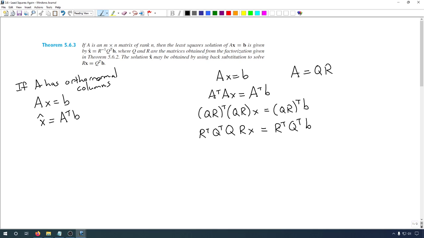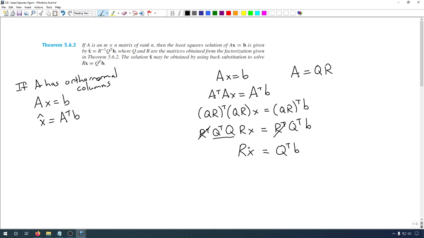And now we have two things that happen. First of all, because we're assuming here that A is m by n with rank n, R is an invertible matrix. That means R transpose is invertible, so we can actually cancel that out. We can get rid of the R transposes. Secondly, because Q has orthonormal columns, Q transpose Q is the identity matrix. So really our equation is Rx equals Q transpose B.